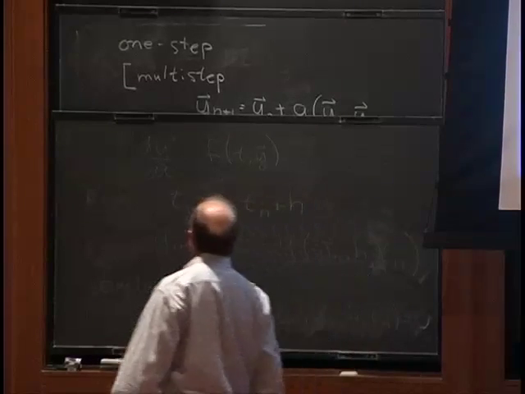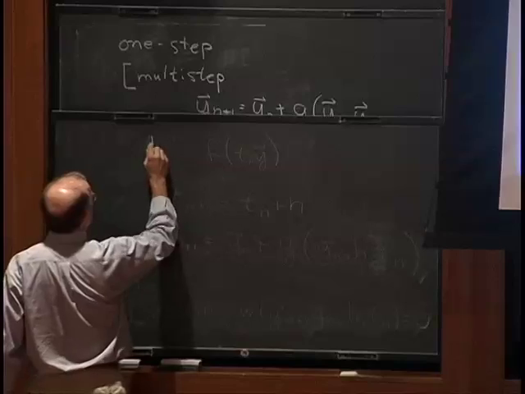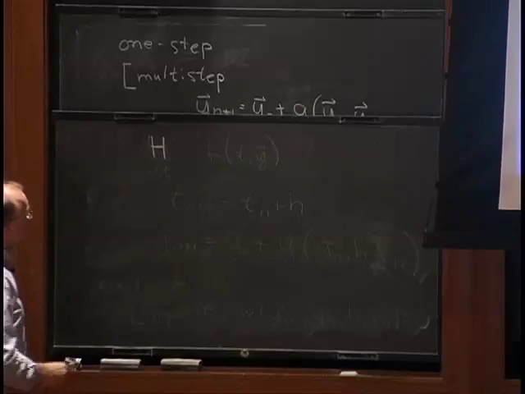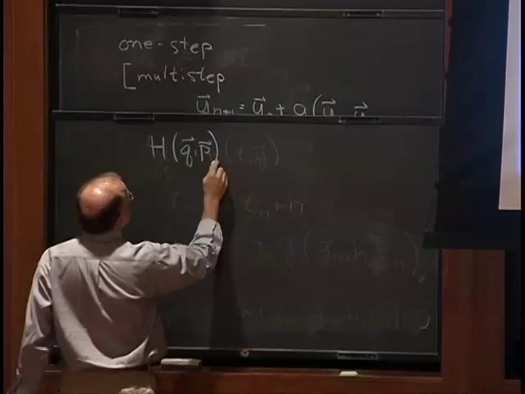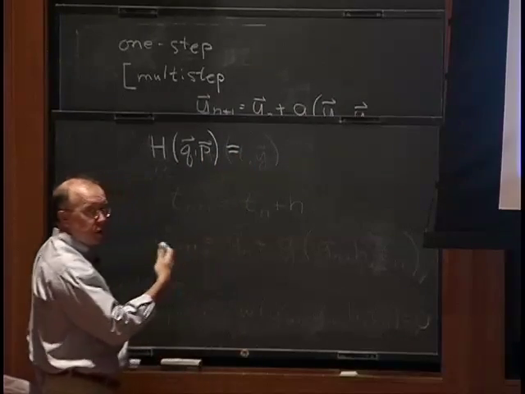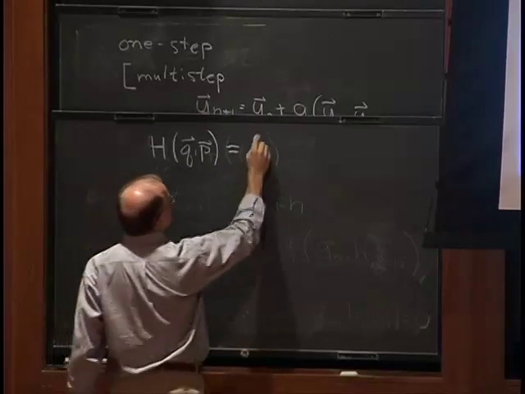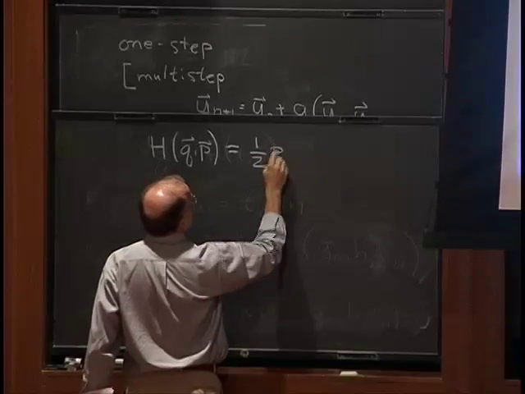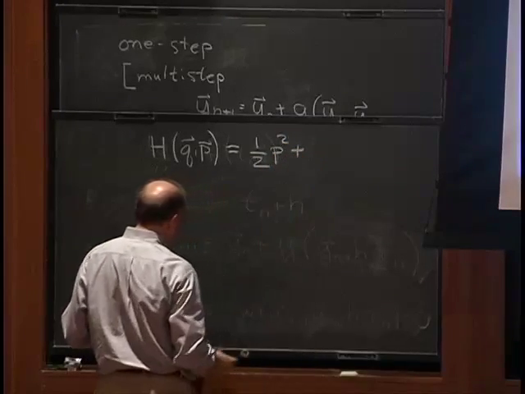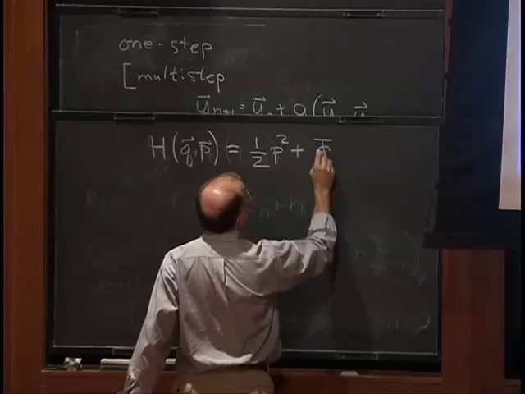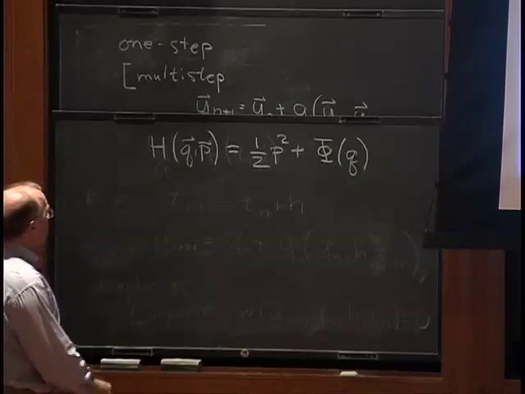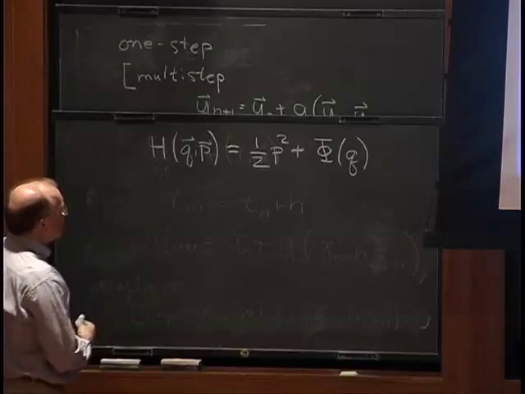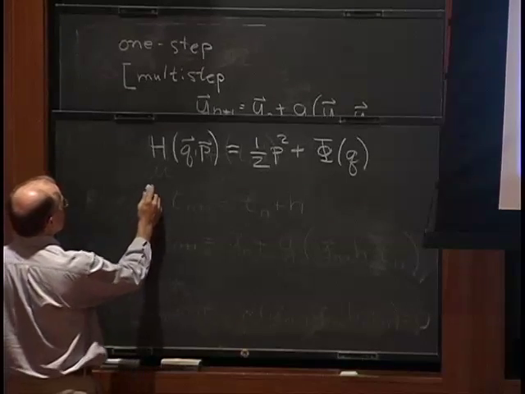Okay, so in general, if we're looking at one test particle, we're trying to follow motion in a Hamiltonian. And the typical Hamiltonian for a test particle of unit mass is simply a half p squared plus some potential that depends on the coordinates. And the motion satisfies Hamilton's equations.